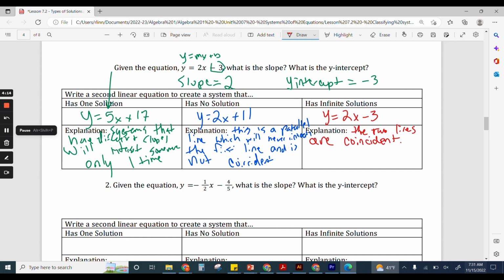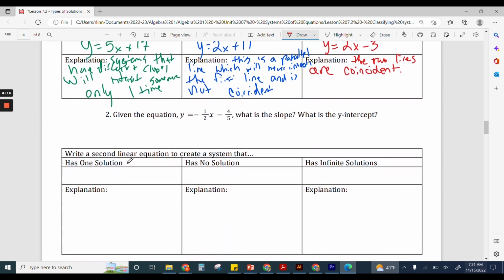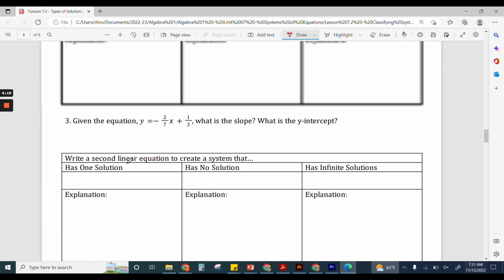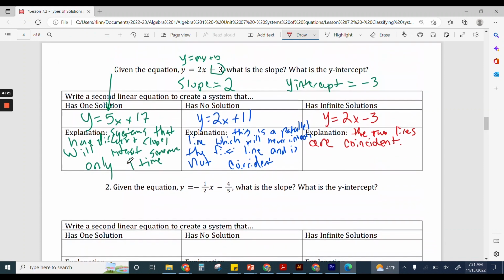And that's it. So we've got two more problems here. Go ahead and get those two problems completed. Then you can go ahead and move on, finish up all of your practice, and then you're finished up with this lesson.